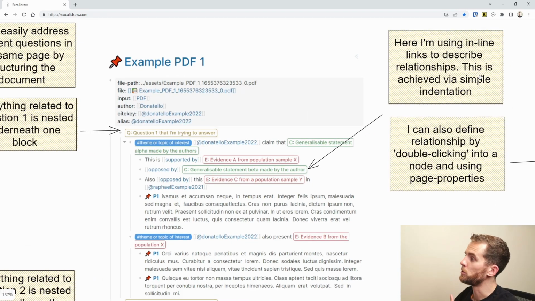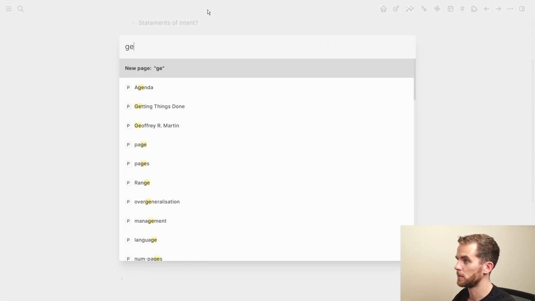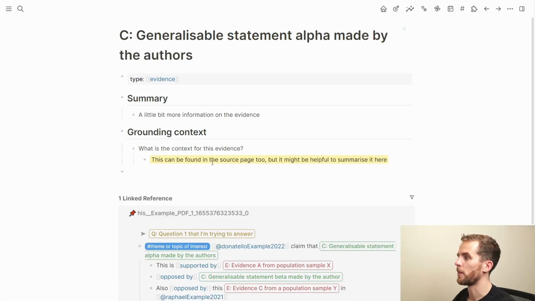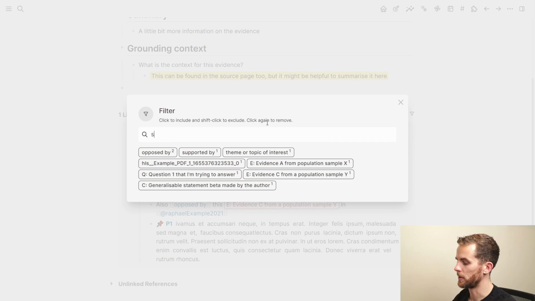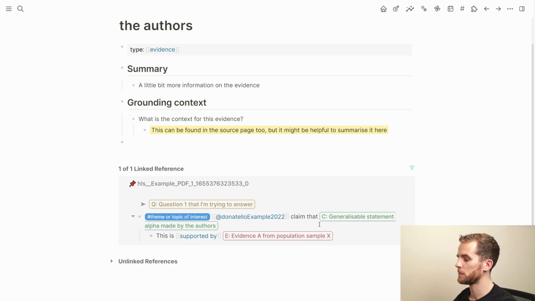Now, as I said, I'm using inline references, or inline links, to describe these relationships, that's just by indentation. So when I go to generalizable statement alpha made by the authors, let me actually go there now quickly. So close this, generalizable statement alpha made by the authors, I could then filter for what it's supported by. So there we go, supported by. This generalizable statement is supported by this piece of evidence.